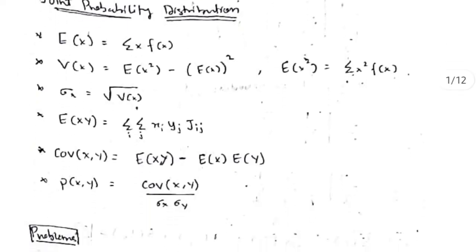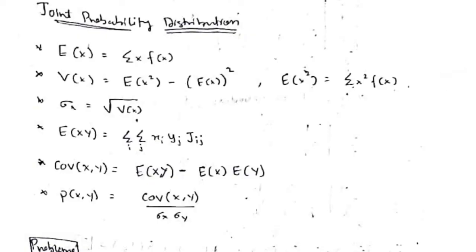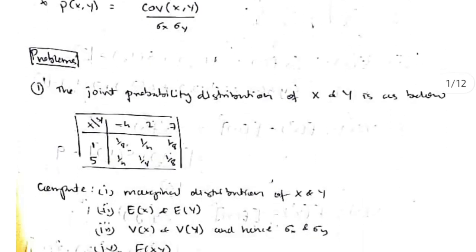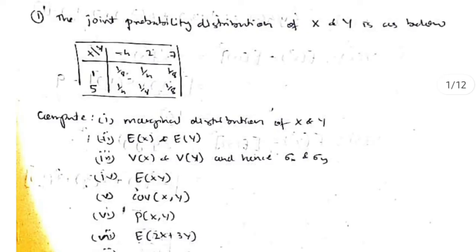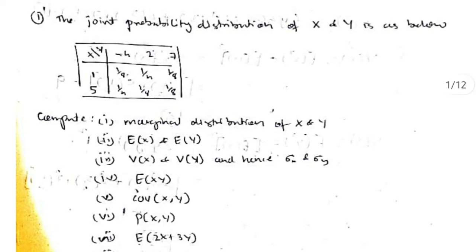So in joint probability distribution we have these formulas, and I'll be taking one example and trying to solve each formula by taking the numerical values also. The question you can expect of this type: here we have the joint probability distribution of x and y. The x and y joint probability distribution will be given, and in this table x values are 1 and 5, and y values are -4, 2 and 7. In between we have these 6 values corresponding to each row and each column.